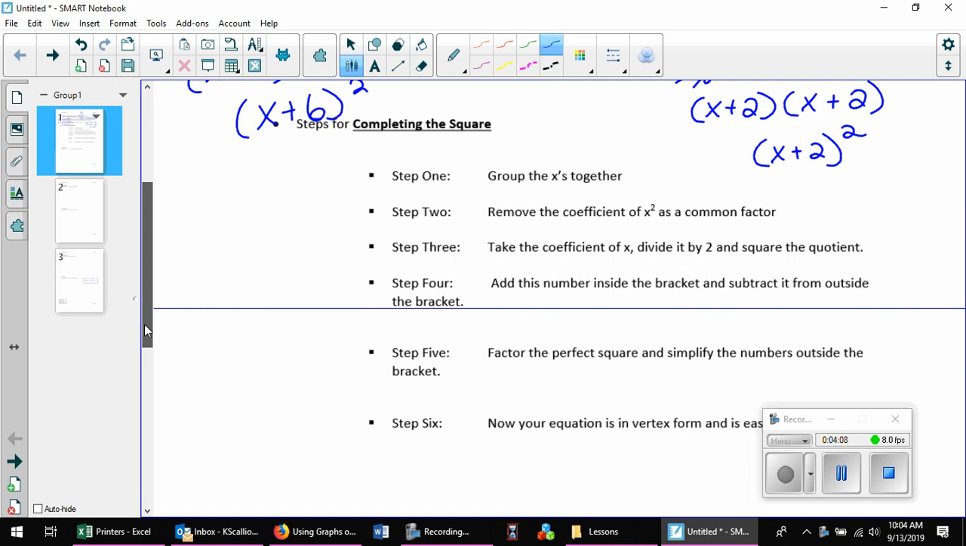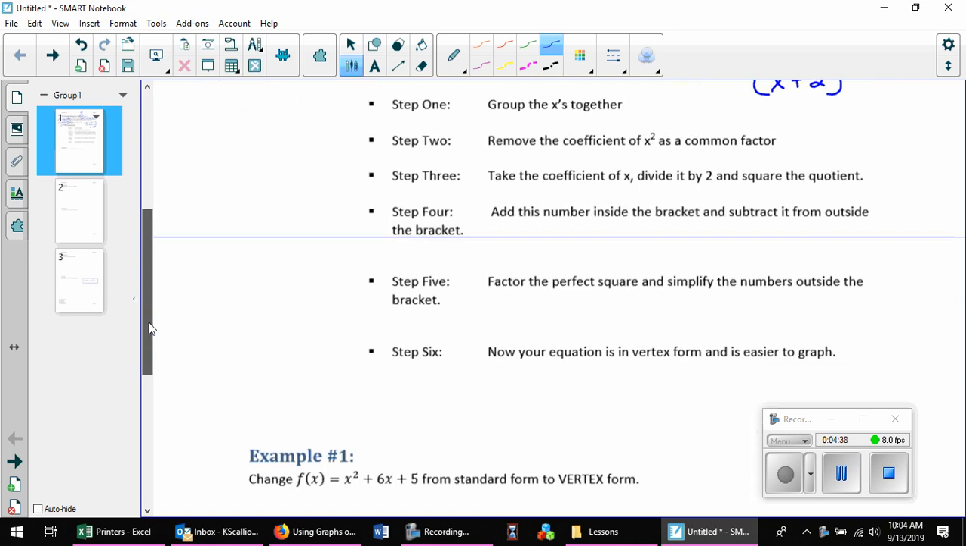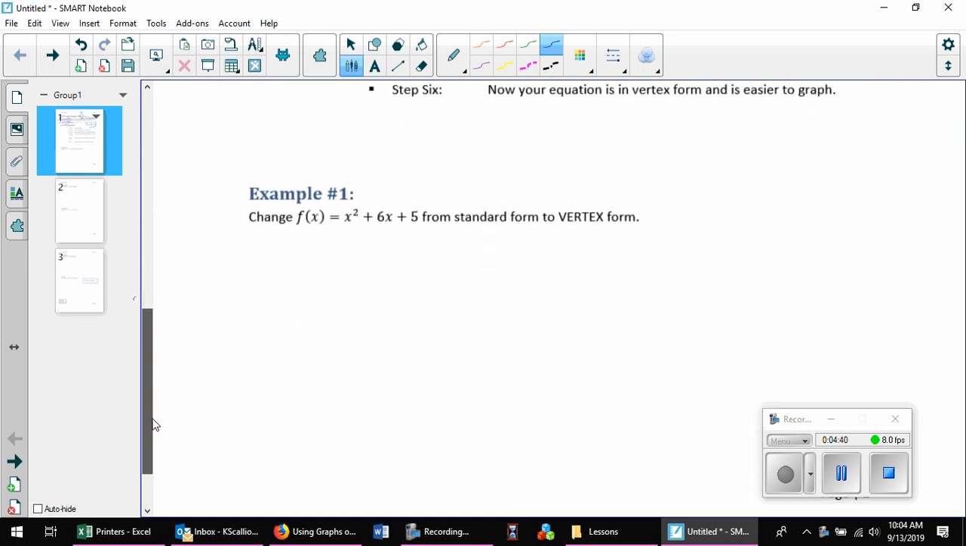So we're going to kind of twist. We're going to bend some rules here. We're going to take the coefficient of the x, and we're going to divide it by 2. We're going to square the quotient. Add this number inside the bracket and subtract it from the outside of the bracket. Factor the perfect square and simplify the numbers outside the bracket. Now your equation's in vertex form. See, I do this stuff to make no sense. But I will tell you once we practice, it will get better. Okay. That was a lot of words. You guys ready to do this?